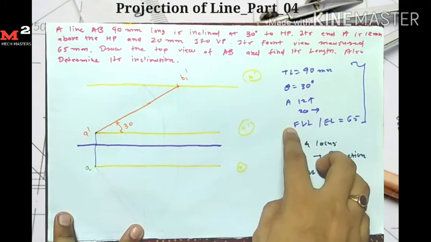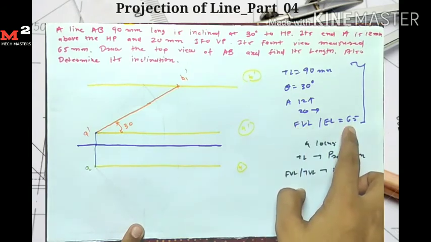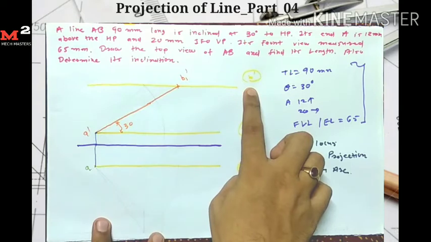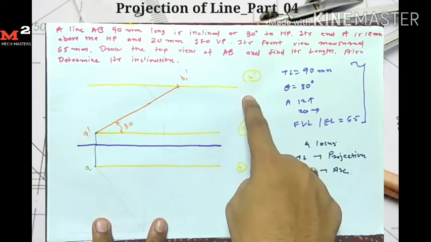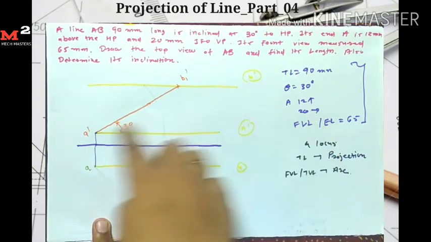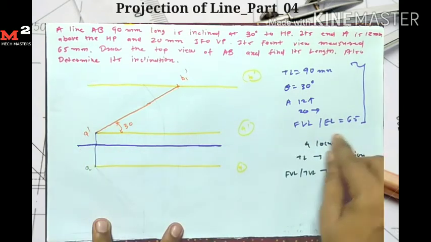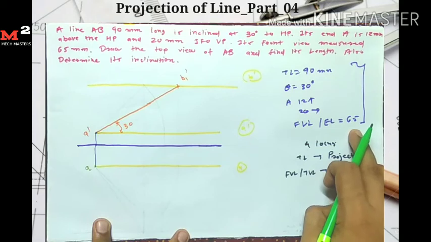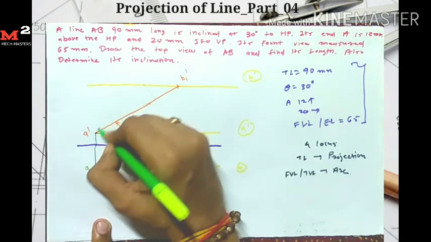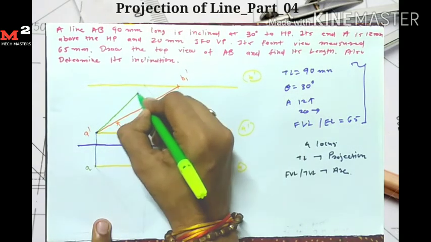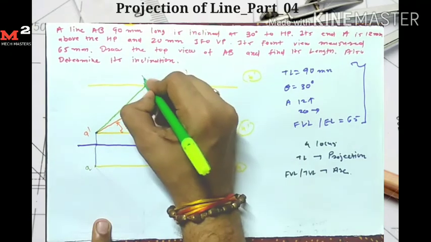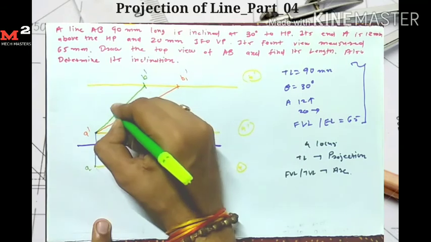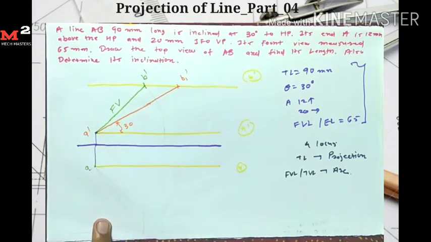Now here the front view length, or elevation length, is given as 65 mm. So for the B dash point I have 2 conditions. I get the B dash point on this horizontal line, and its distance from point A dash is 65 mm because the front view length is 65 mm. So I simply take 65 mm as a radius and A dash as a center, and draw one arc which intersects here. Okay, so here I get my final front view A dash B dash.